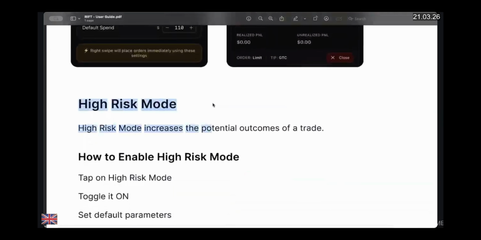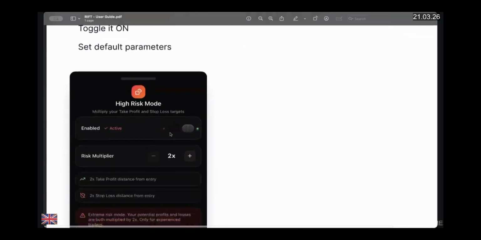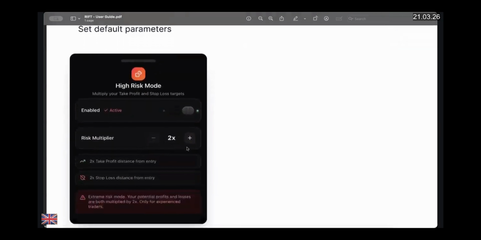Then comes the high risk mode, on which the app increases the potential outcomes of the trade. So, how to enable the high risk mode? You tap on high risk mode, toggle it on, and then set the risk multiplier, and then the profitability increases and the stop loss distance also increases by twice when you stay at 2x risk multiplier. If you go to 3x risk multiplier, your stop loss increases by 3 times, and your profitability also increases almost by 3 times compared to the normal scenario without the high risk mode.